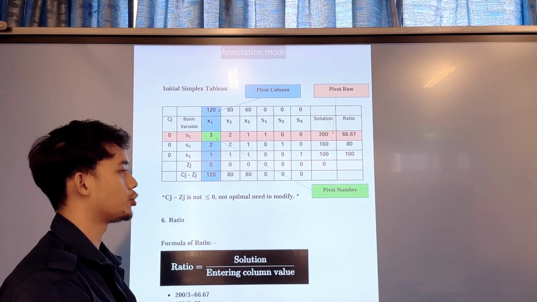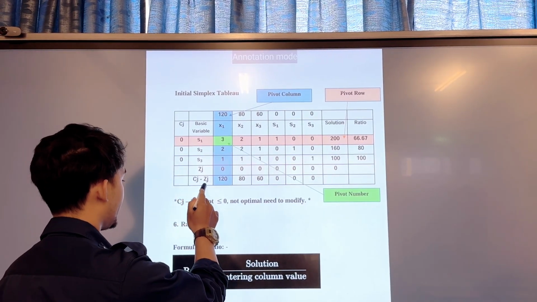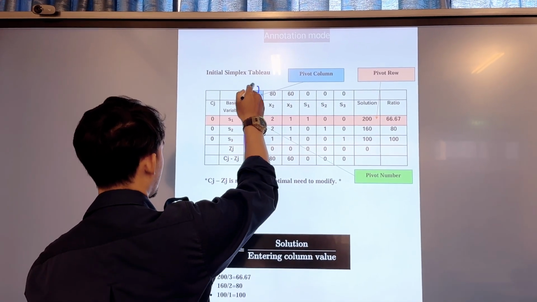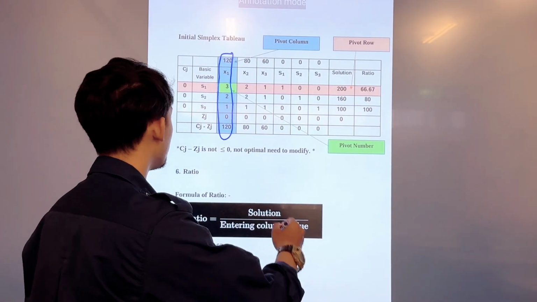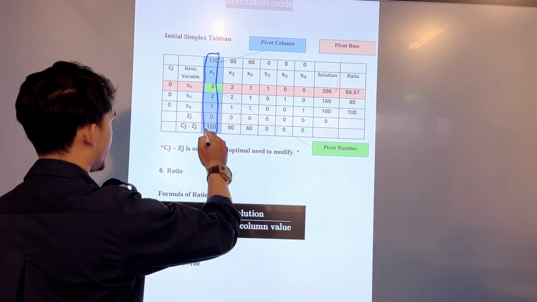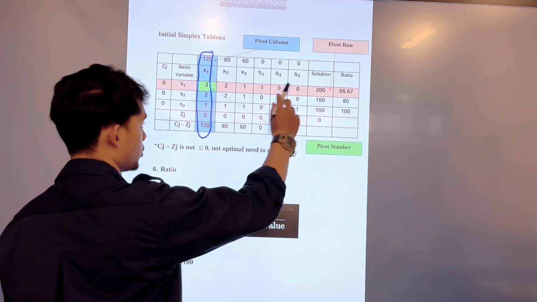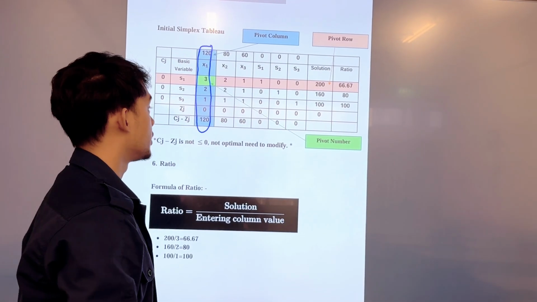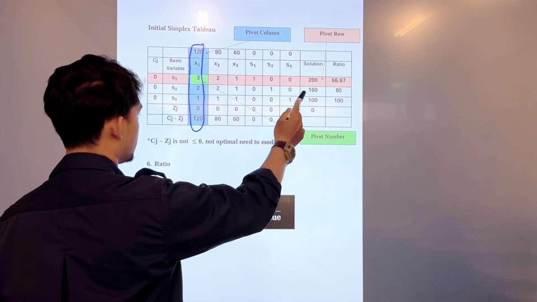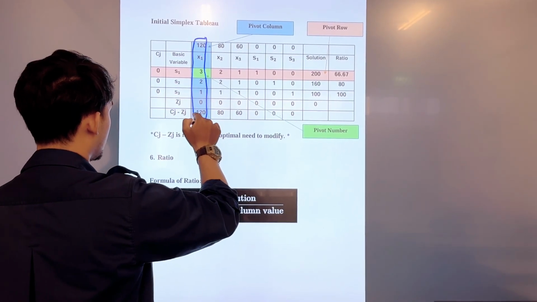First thing first, you choose the highest of CJ minus ZJ, which is the column of X1. After you choose the highest of CJ minus ZJ, we need to calculate the ratio. How to calculate the ratio? The column of solution divided by the pivot column.